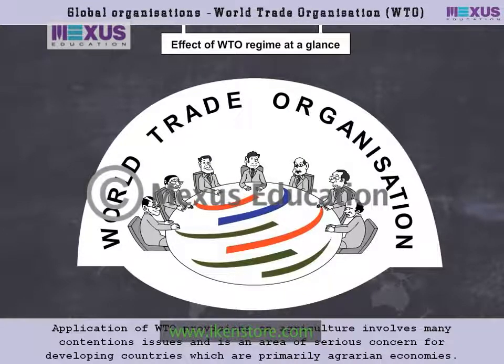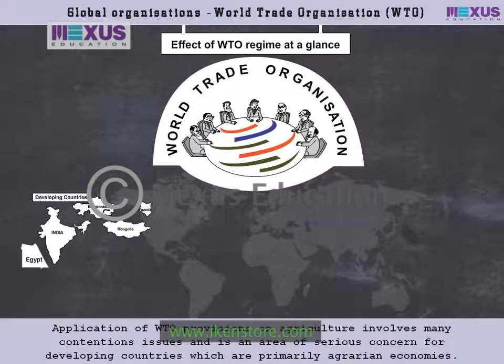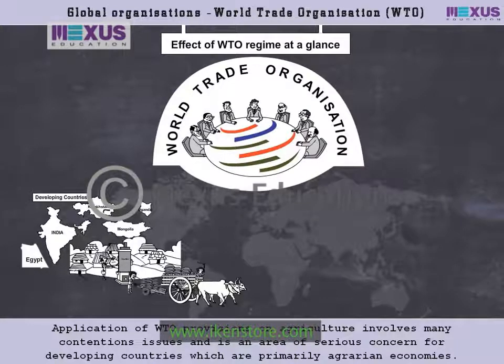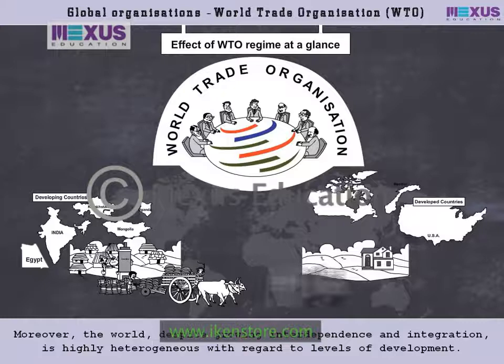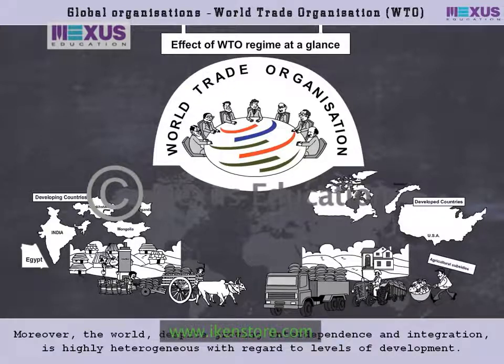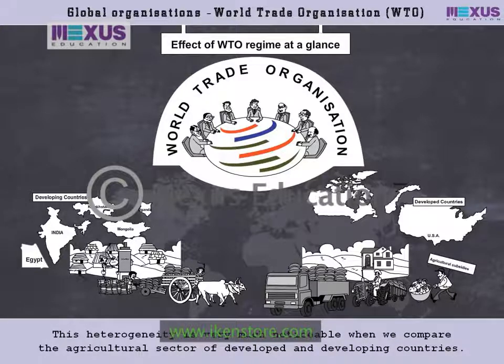Application of WTO provisions on agriculture involves many contentious issues and is an area of serious concern for developing countries, which are primarily agrarian economies. Moreover, the world, despite growing interdependence and integration, is highly heterogeneous with regard to levels of development. This heterogeneity is very much noticeable when we compare the agricultural sector of developed and developing countries.